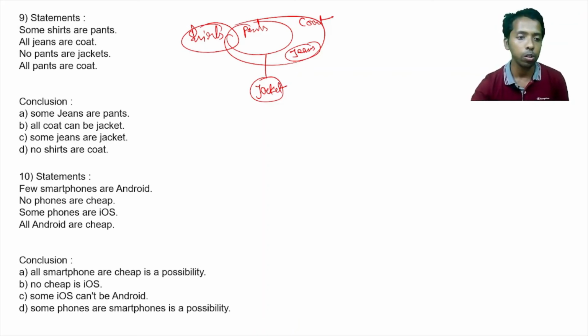Okay, now moving to the conclusion. Four conclusions are here. Some jeans are pants. Not definite, doubtful, positive here. All coat can be jacket. No, this is definitely wrong.